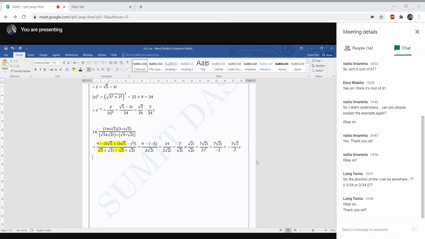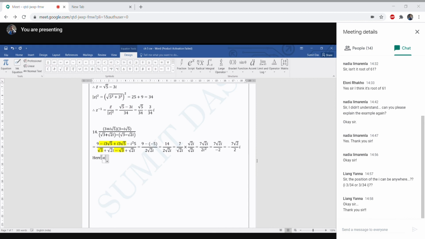After that you can write here, just additionally, a equal to 0 and b equal to minus 7 by 2.